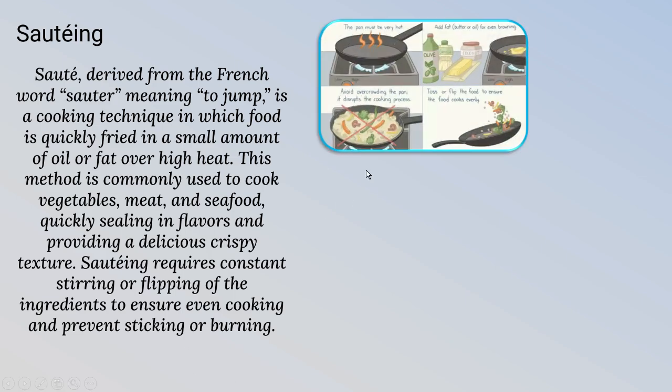You look at these images. This is the pan. Heat the pan, add the butter and oil. You should not add so much of product at the same time. It will be very difficult for you to toss. Take a limited amount of product to be sauteed. Toss or flip the food to ensure the food is evenly cooked. Very simple. Okay. Another similar method, which is very close to sauteing, is pan fry.